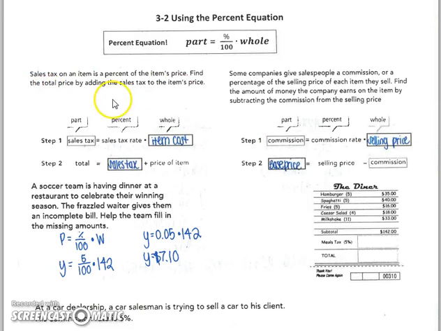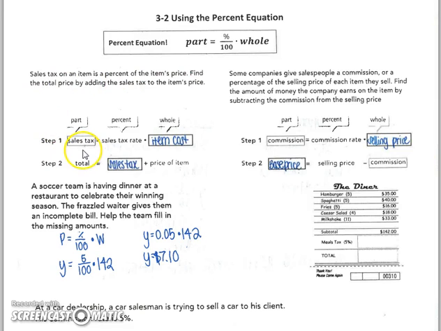Sales tax on an item is a percent of the item's price. Find the total price by adding the sales tax to the item's price. So you see sales tax all the time when you go to the store and you buy something. So sales tax is a percent of what the item's price is. Now it's not going to be bigger than the item's price because then you would be spending more on tax than you do on the item, which isn't what we see in real life.